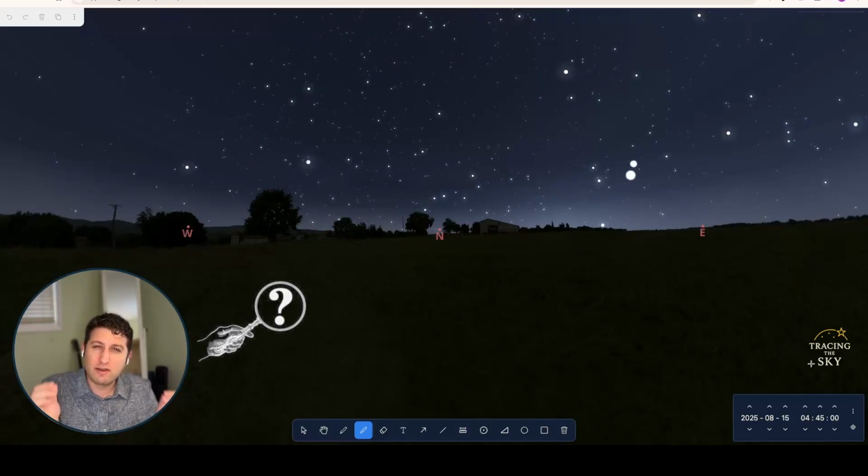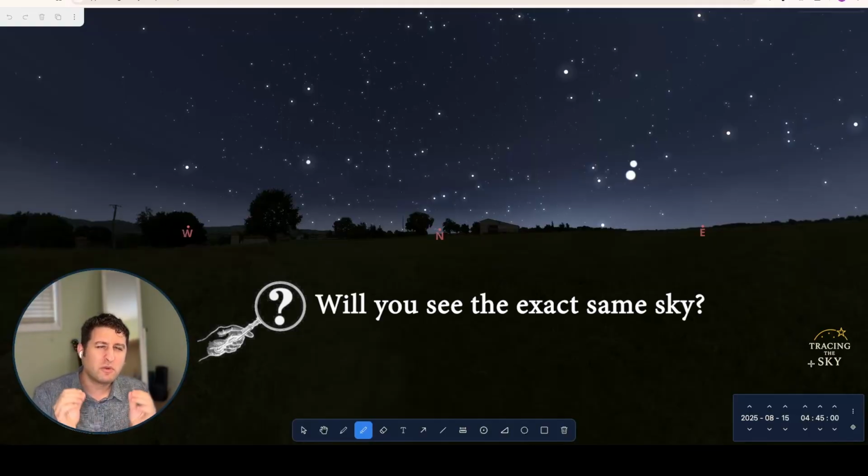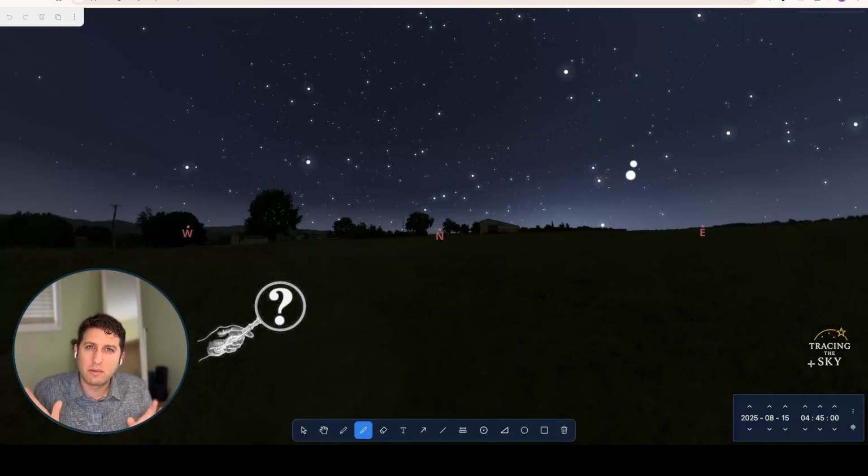But it still leaves us with that other really important question, which is, if you go out at night in January or September or May, will you see the exact same sky? Will the stars be in the exact same position that they were the previous night or on any given month?